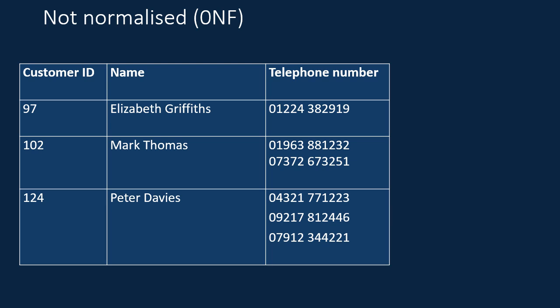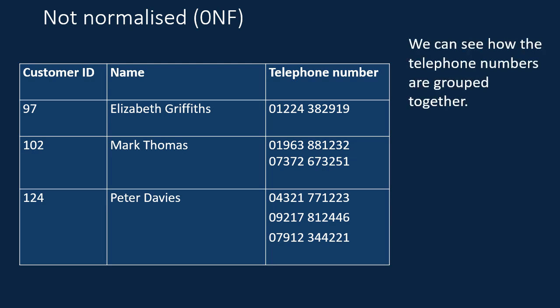We've got a customer ID, we've got the name of the customer, we've got telephone numbers of the customer. This is not normalized, and it's not normalized for a number of reasons. First of all, you can see how the telephone numbers are grouped together. So some customers have more than one telephone number, so those need to be separated out.